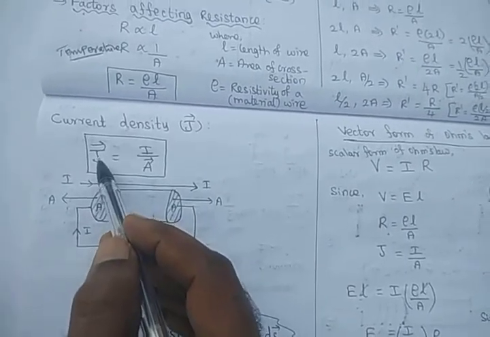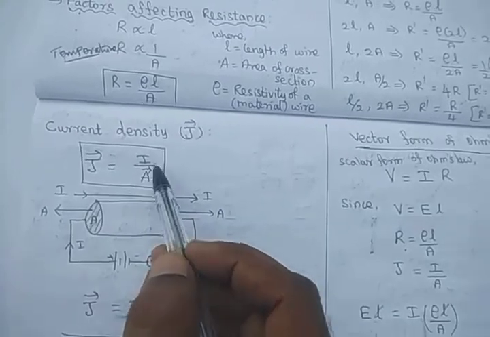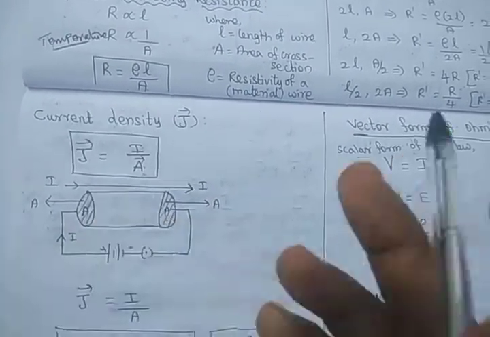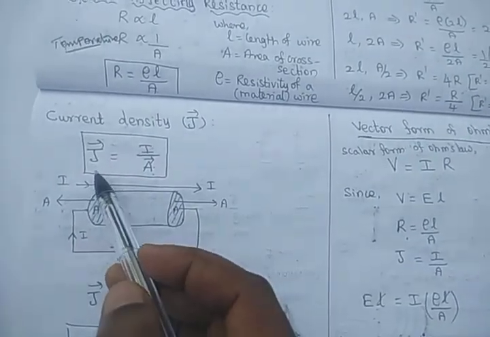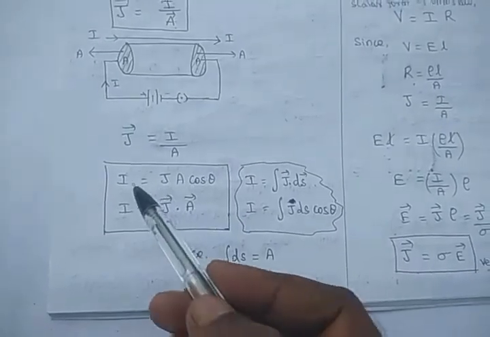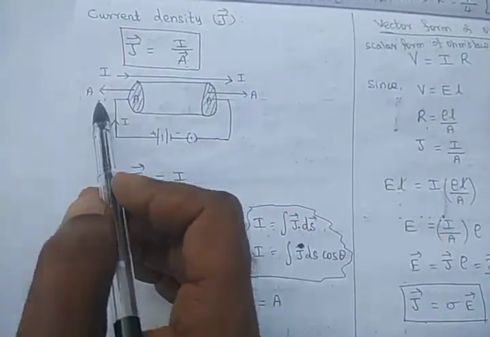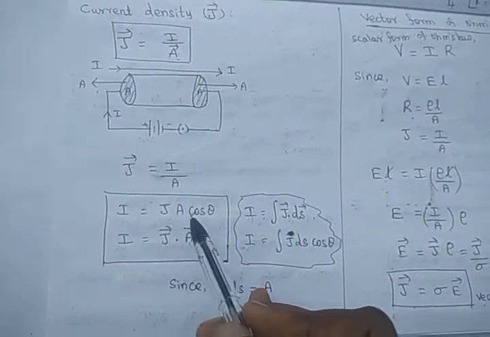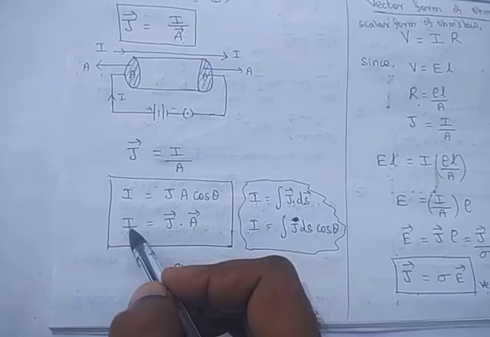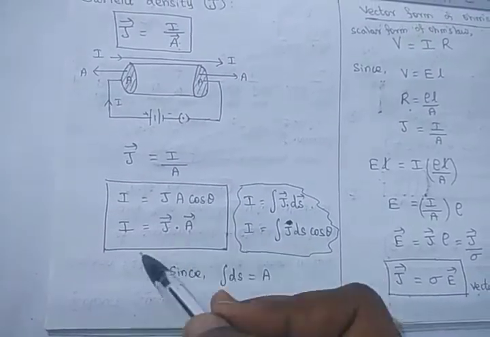So the current density can be defined as the current flowing per unit area. The current I flowing per unit area of cross section is called the current density. So current density is a vector quantity. So current I is equal to J into A. It is a horizontal direction, the x-axis direction. We can put the x component as cos theta. So in vector form, current I is equal to J vector dot A vector, that is J A cos theta.